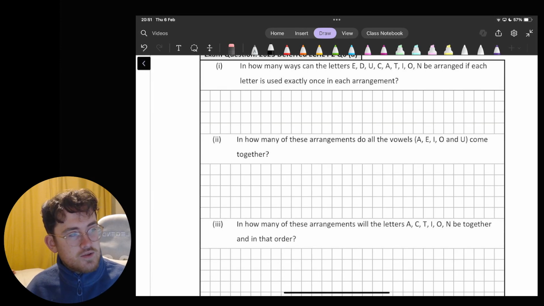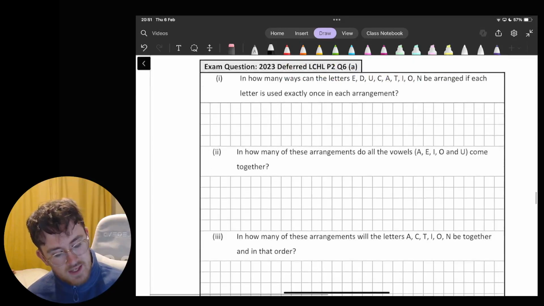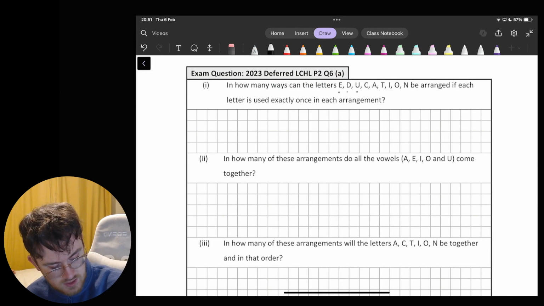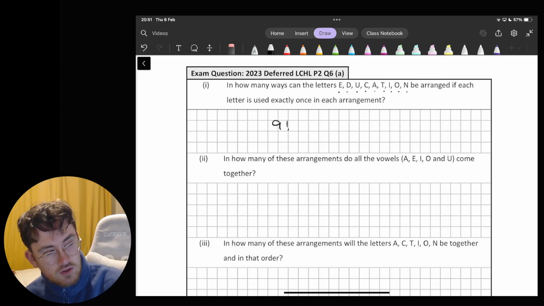I always get a bit nervous when it's deferred paper questions because some of these can be tricky. So, in how many ways can the letters EDUCATION be arranged if each letter is used exactly once in each arrangement? Well, we have 1, 2, 3, 4, 5, 6, 7, 8, 9. So 9 factorial different ways of arranging that, which is 362880.